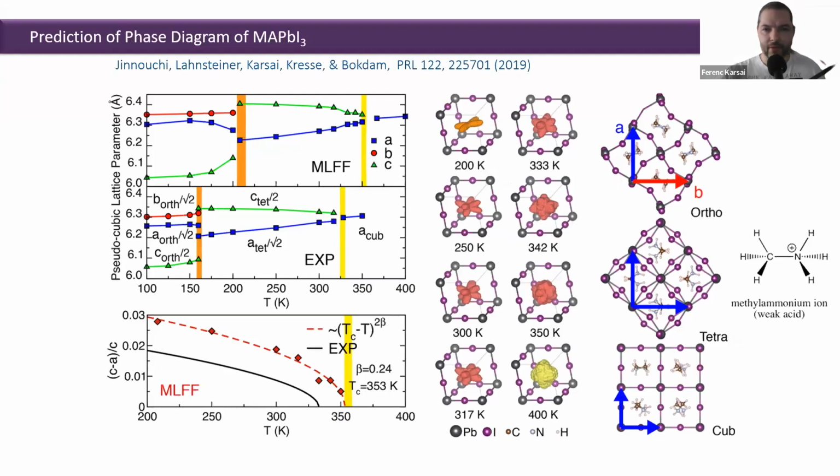Here we have the popular perovskite methylammonium lead iodide. It's also known as MAPI, so we call it MAPI. And we were interested in the phase diagram of this material. Phase diagram here means that we're interested especially in the temperature-driven phase transition from orthorhombic to tetragonal to cubic. And the phase transition appears in this order from low to high temperature.